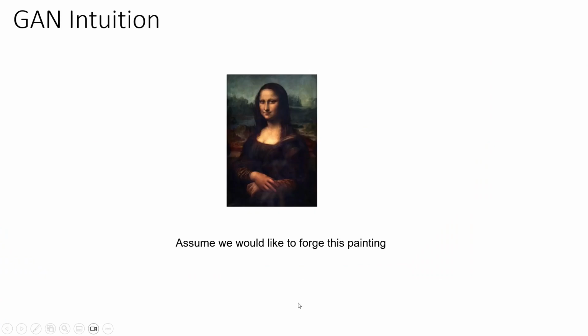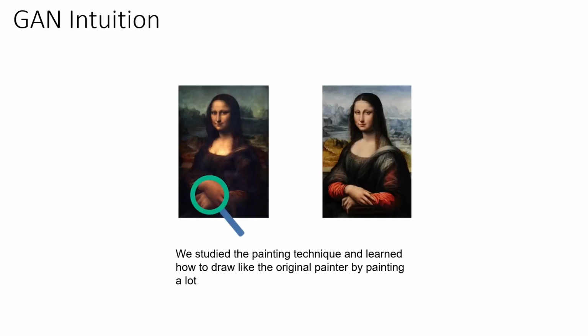So how does it work? Basically, assume you would like to forge this painting from Da Vinci. We have a lot of paintings from Da Vinci, and we study Da Vinci. We know how he draws. We studied him a lot, and we would like to forge this particular painting. We studied his technique, and we basically learned how to draw like the original painting. We tried a lot, and then we came up with something like this.